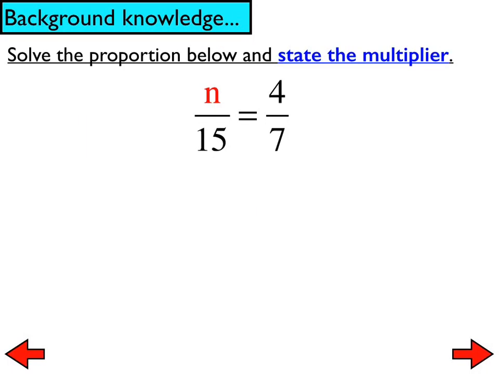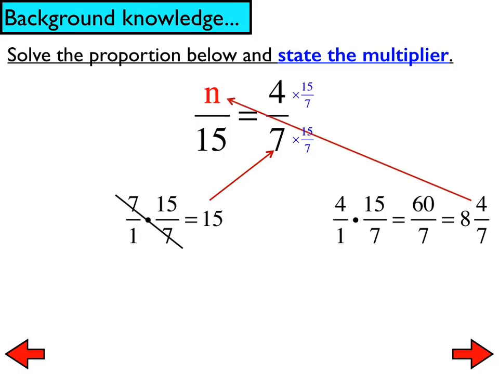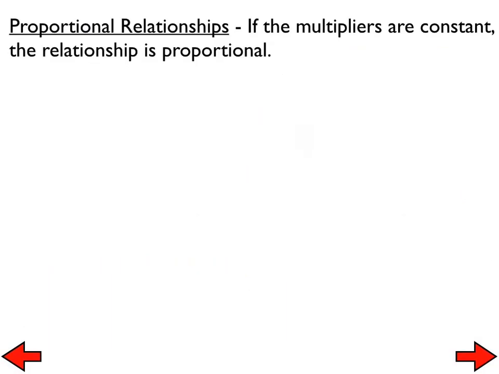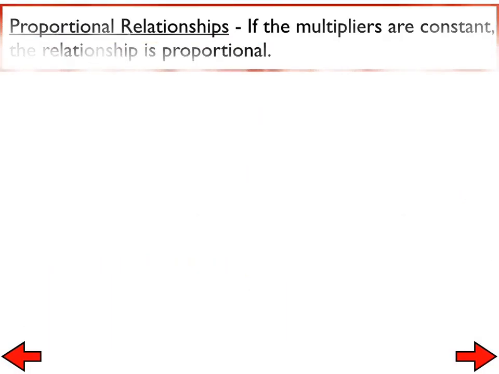Okay, so background knowledge is solving proportions. We've been working with this all week, right? Finding the multiplier and then using it to find the variable value. Yes? You know how to do this, yes? Okay, so first thing on your notes is vocabulary.